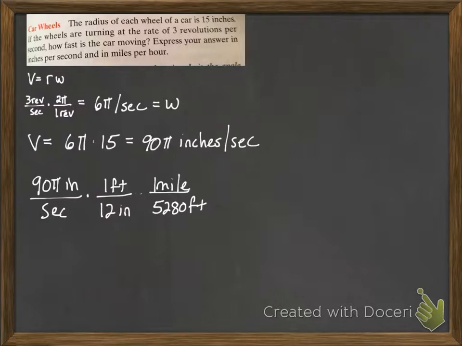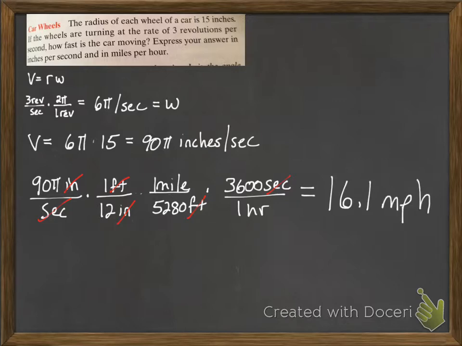Okay. And then we need to convert the time to hours. I know that there are 3,600 seconds in 1 hour. Okay. And everything will cancel out as we hope. Right, inches will cancel with inches, feet will cancel with feet, seconds will cancel with seconds, and our units finally are in miles per hour. So now it's just a matter of doing this arithmetic. So we now find out that it's 16.1 miles per hour.